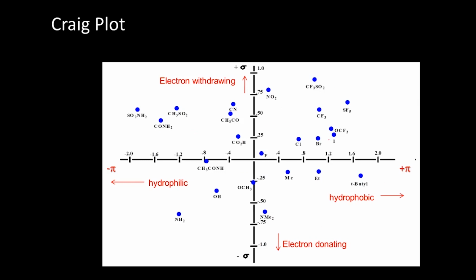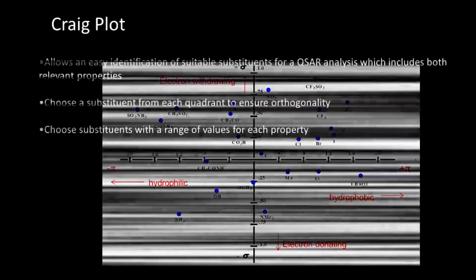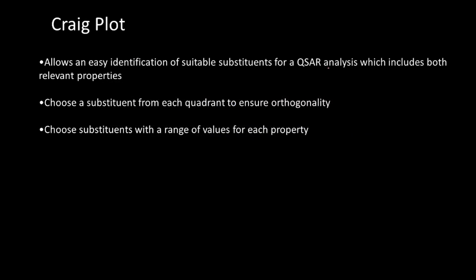So we can decide which substituent to put into our parent molecule for our studies. Do I want to look at the electron withdrawing effect by maintaining the hydrophobic hydrophilic balance, or do I want to modify the hydrophobic hydrophilic nature by maintaining the electronic sigma? So by deciding, I can synthesize different types of molecules and study their activity, so that I will have a very fruitful QSAR relationship. That's very, very important. Okay. So it allows an easy identification of suitable substituents for a QSAR analysis, which includes both the sigma and the pi. Choose a substituent from each quadrant to ensure orthogonality. That's very important. Choose substituents with a range of values for each property.